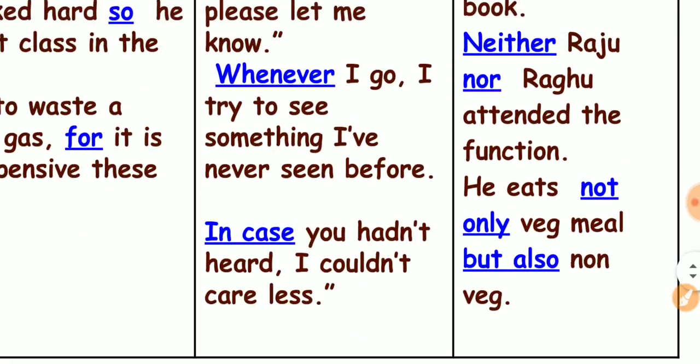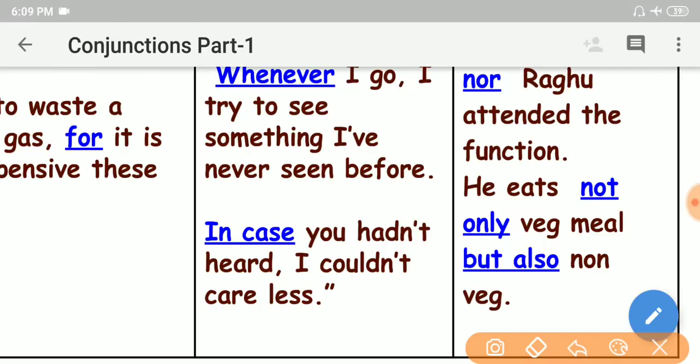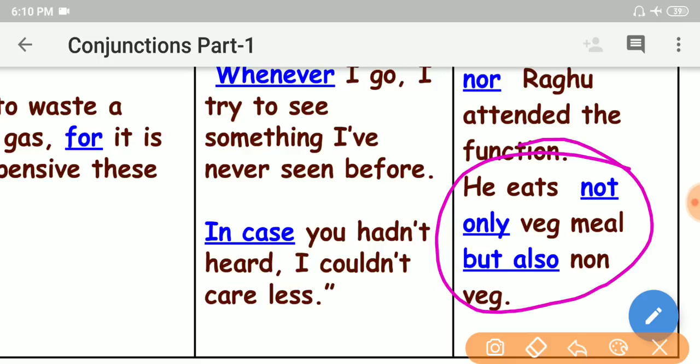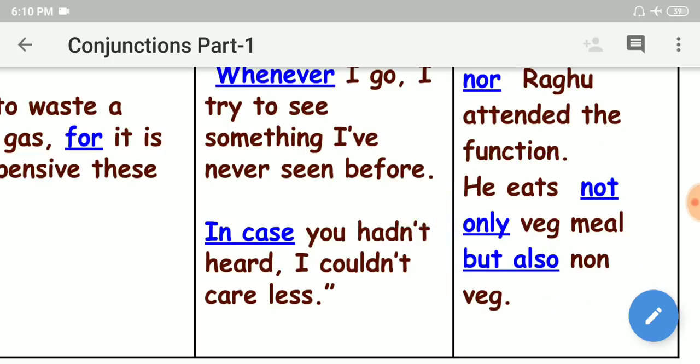Like this, he eats not only vegetables but also non-veg. He eats not only veg but also non-veg. So these are some important correlative conjunctions, my dear friends.